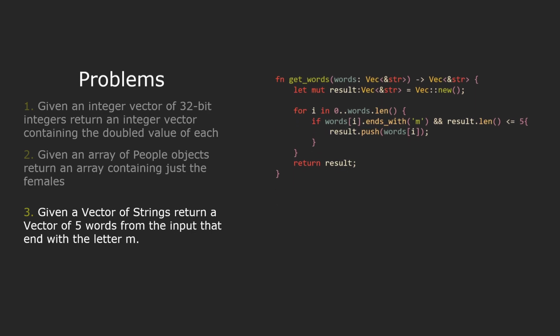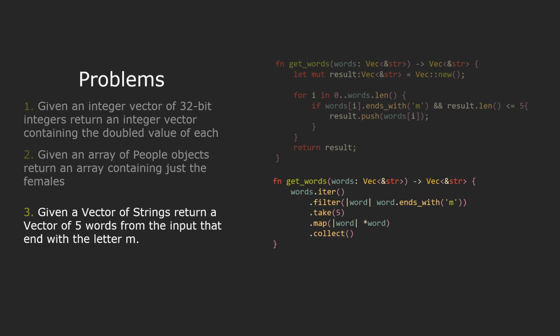And the declarative way of doing this looks like this. So we take words, go over it, we filter for words that end with just M, we use take to just get 5, and then we have to dereference each of the words because they get borrowed implicitly when you pass them into the iterator, and then we collect those words and it's automatically returned. So the declarative way in all of these is just a little more readable than the imperative way.